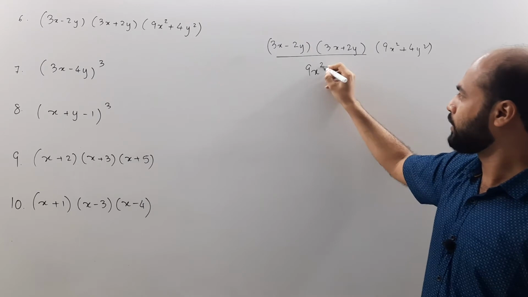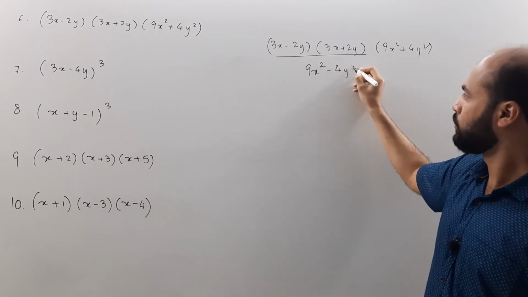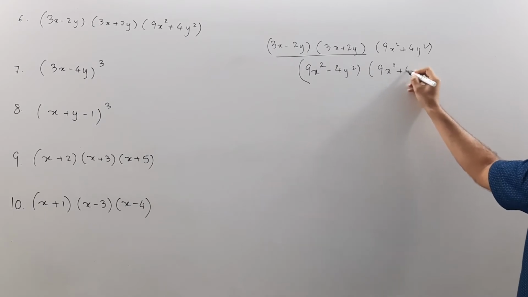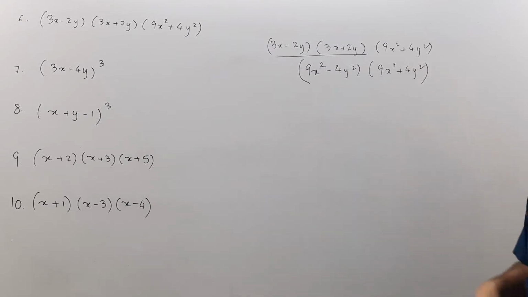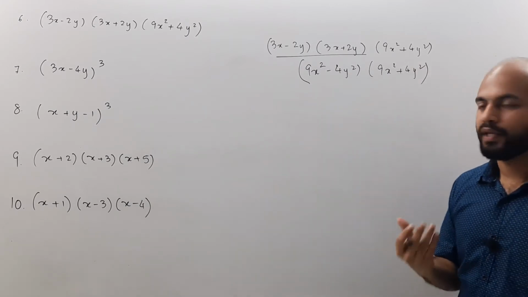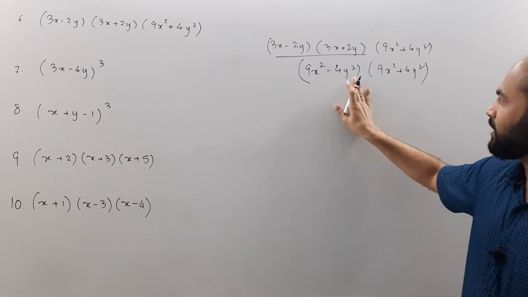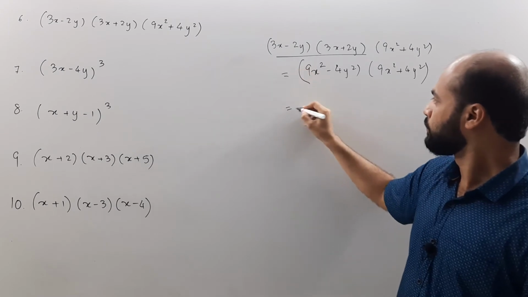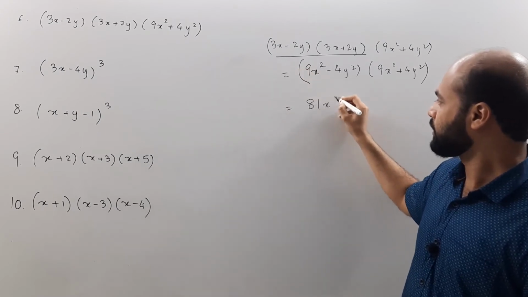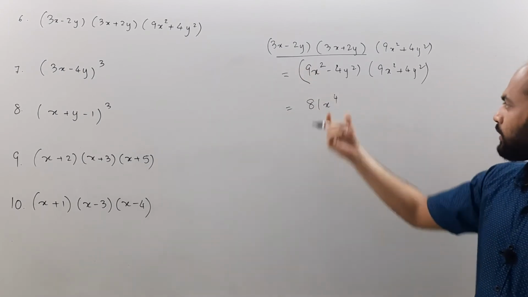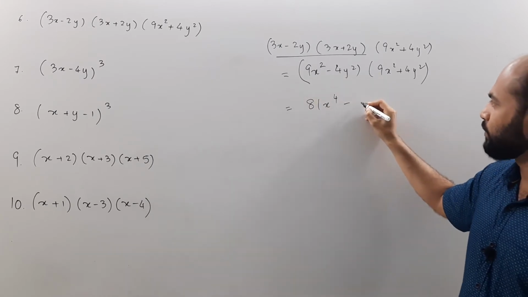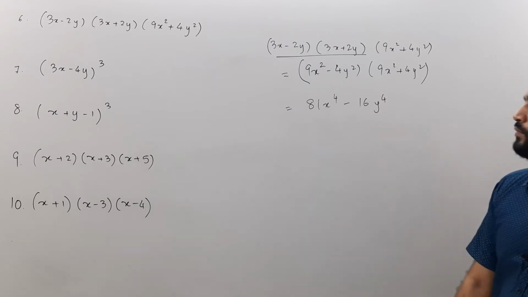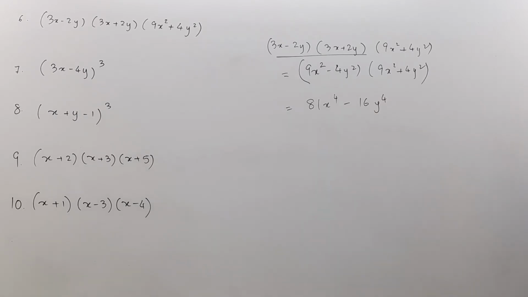Multiplying these two we can write as 9x square minus 4y square. And already we have this expression now, 9x square plus 4y square. So for the second time in the same expression we get a minus b into a plus b. So let's multiply it and we get 81x raised to 4, that is this into this, minus b square, that is 16y raised to 4. So this is the answer to this question.